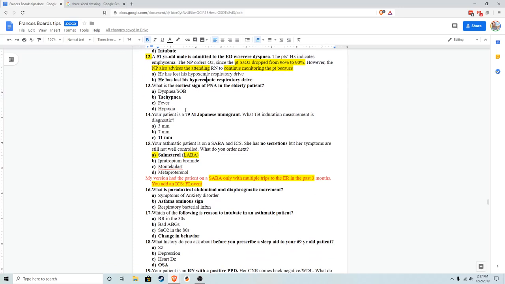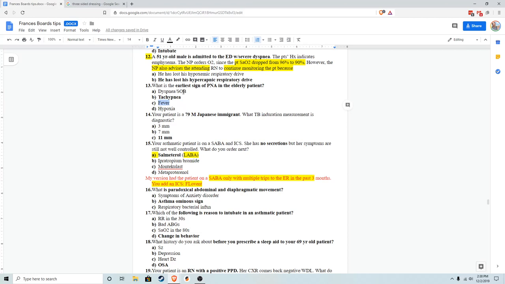All right, number 13, what is the earliest sign of pneumonia in an elderly patient? Shortness of breath, tachypnea, fever, hypoxia. This is not a very well-worded question, if you ask me, because in my mind, dyspnea and tachypnea are very similar. Now remember that elderly patients do not have as many signs and symptoms of pneumonia as a middle-aged or early-aged adult would. In an early-aged adult, they become feverish. A lot of the times you see an elevated white cell count. In the elderly, you don't really see that much.